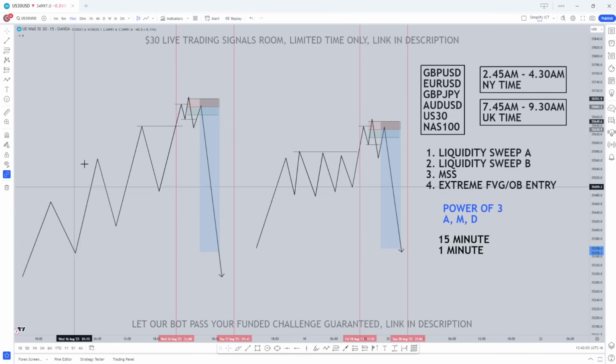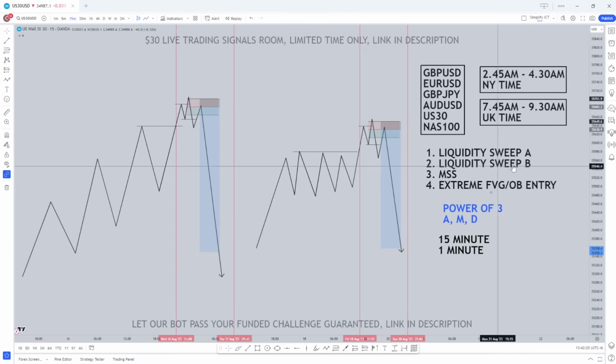As you can see, price made buy side liquidity above this high right here. So there's buy stops resting above this high. That's accumulating orders. All we're going to wait for is that second step, that manipulation, right? So the first step is liquidity sweep A. That's the manipulation phase. As you can see, price has swept that liquidity to the upside.